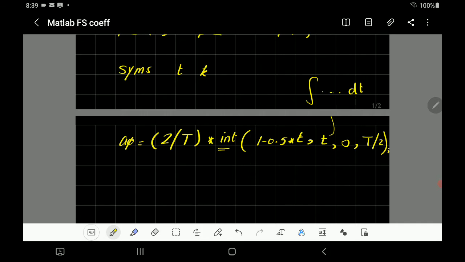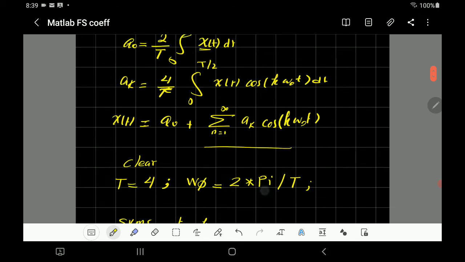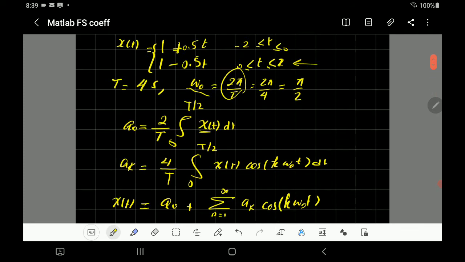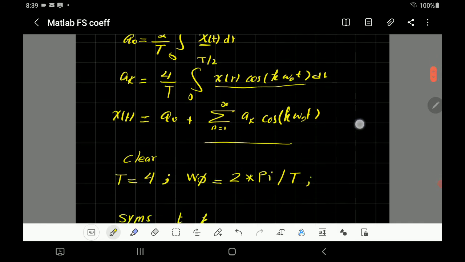All right. Now we found A naught. How do you find ak? You write ak. You just go to the expression: ak is equal to 4 over T. Let me make it clear, because when you review it, it's 4 over T. So we say 4 over T times integration. What are you going to integrate? You are going to integrate x of t times cosine k omega t.